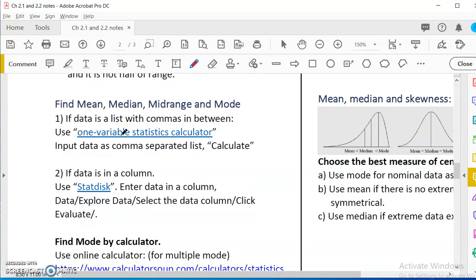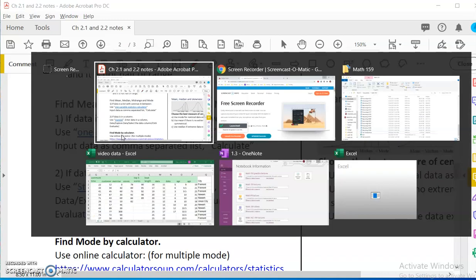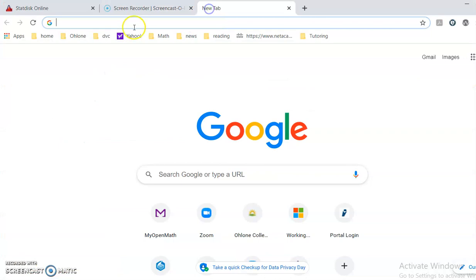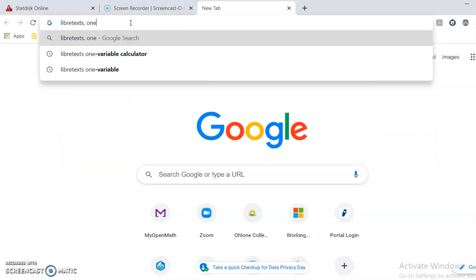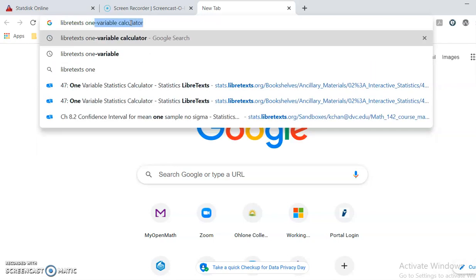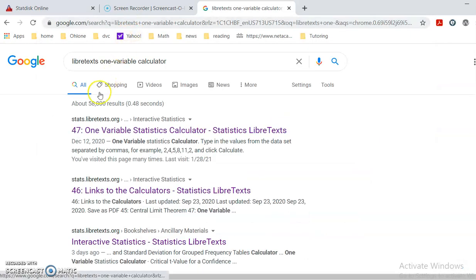One is the LibreText one variable statistic calculator. I'm going to do LibreText, no comma, one variable calculator. So that's what I usually do.